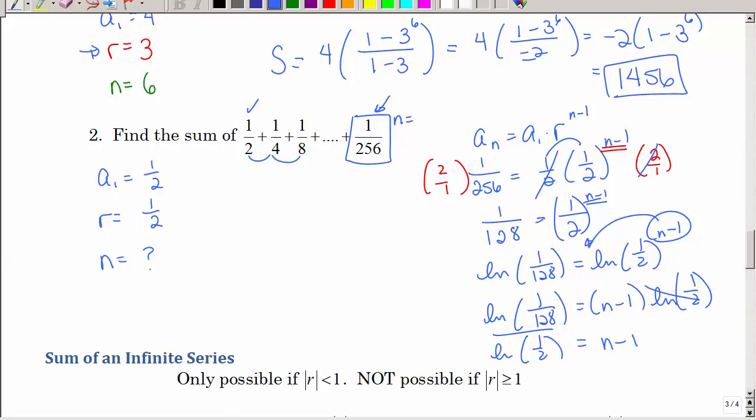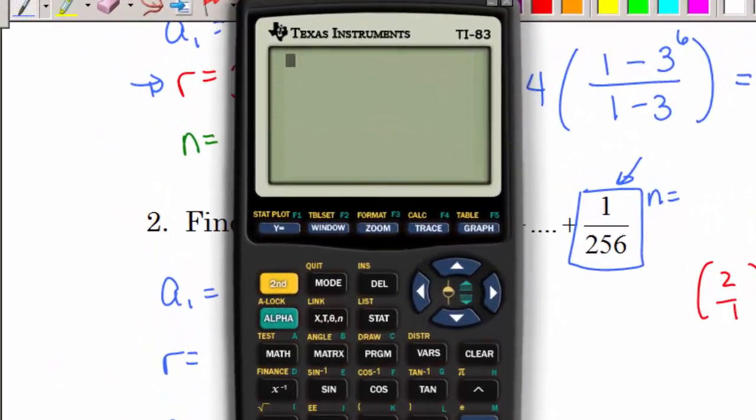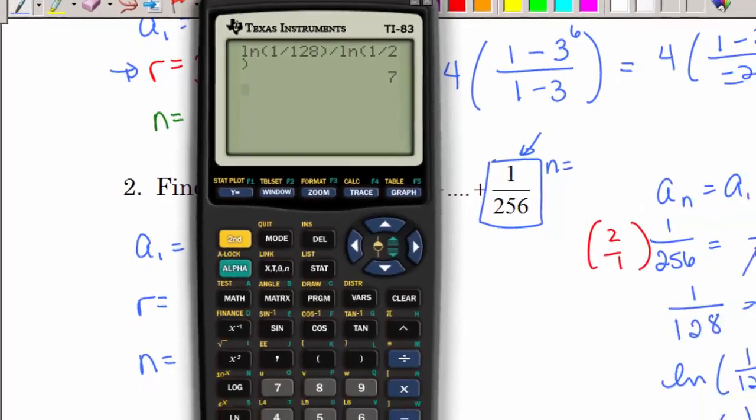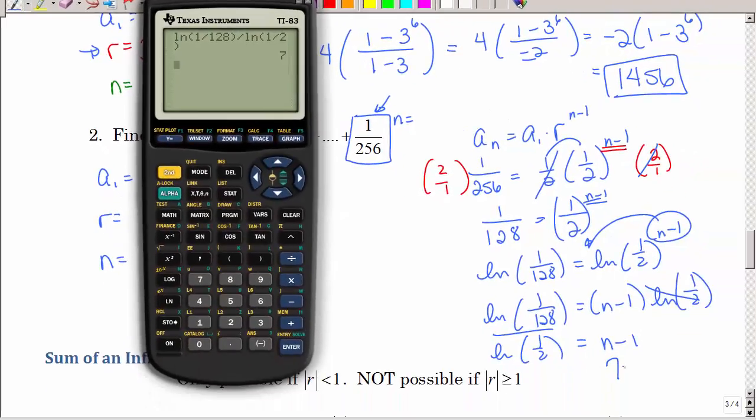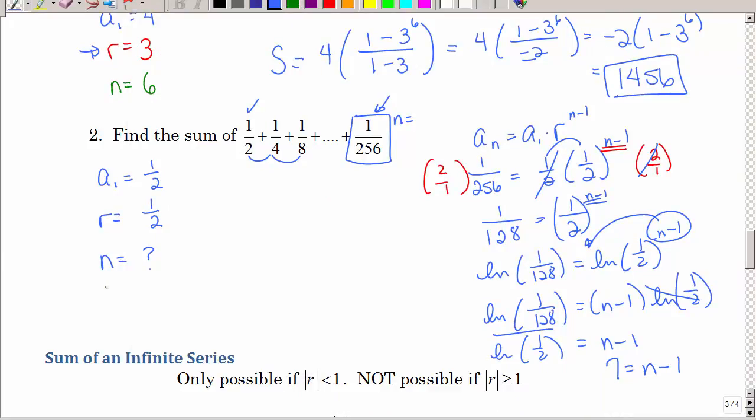And get my calculator out. So I have the natural log of 1 divided by 128 divided by the natural log of 1 divided by 2. Be careful of all those parentheses, and I get 7. So 7 equals n minus 1. So that tells me n is 8. Could you have figured that out another way?